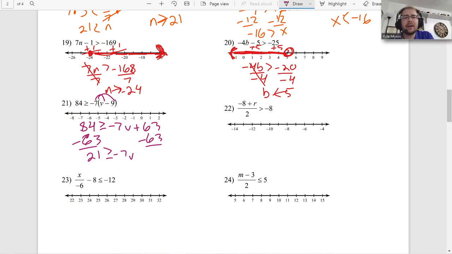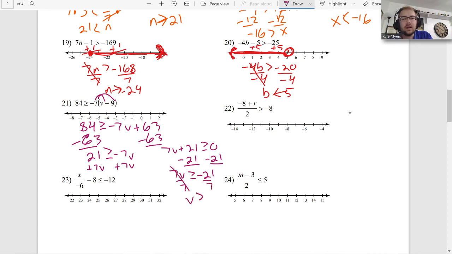So what I can do actually is if I add 7v to both sides, then I would get 7v plus 21 is greater than or equal to 0. Then I could just subtract 21 on both sides. And maybe this seems like it takes a little longer, so if it does, then stick with what I've already been doing. But if you do it this way, you don't have to try to flip the sign at all. I didn't need to flip the sign.